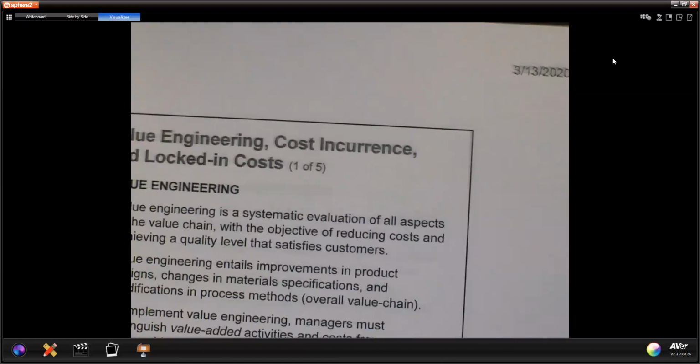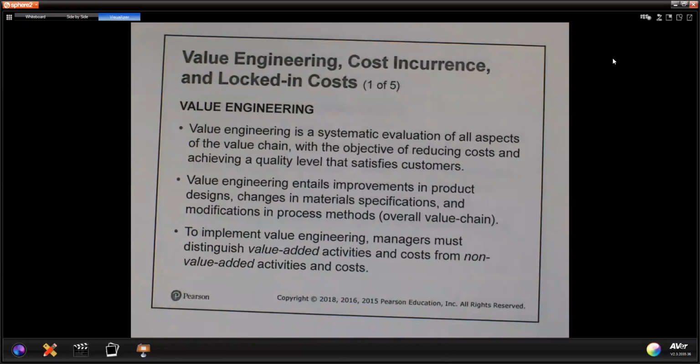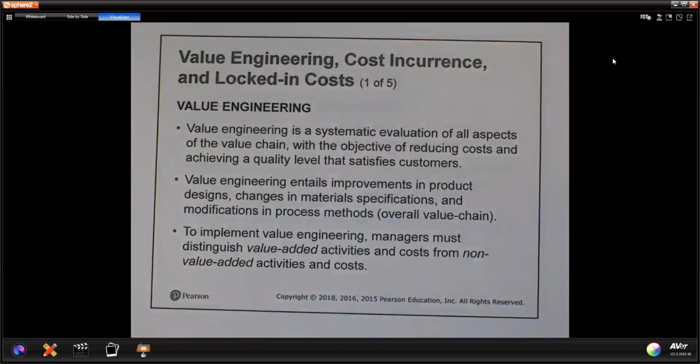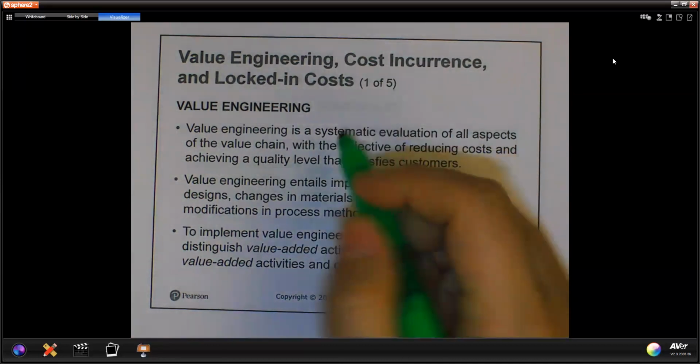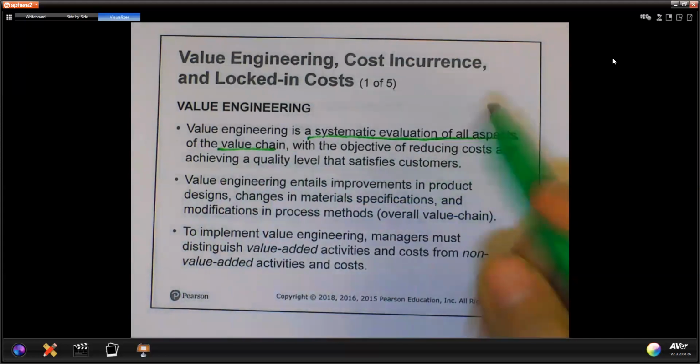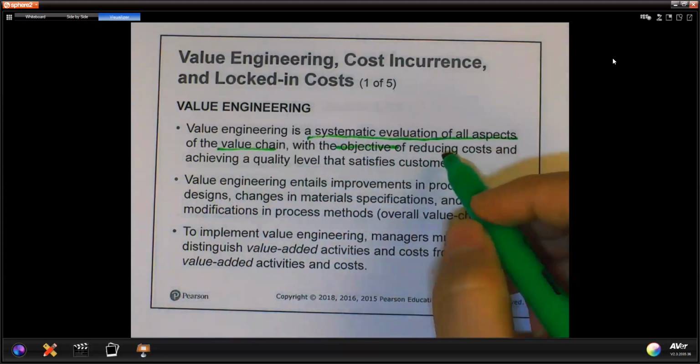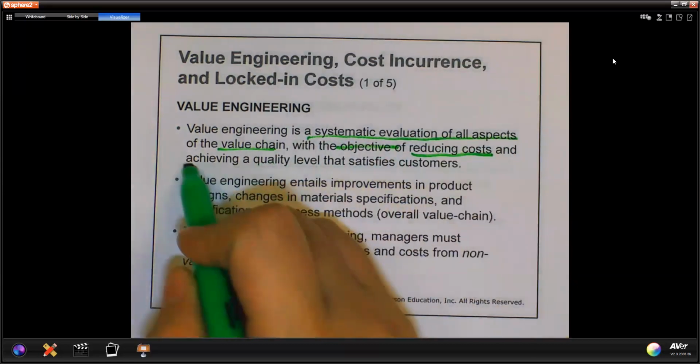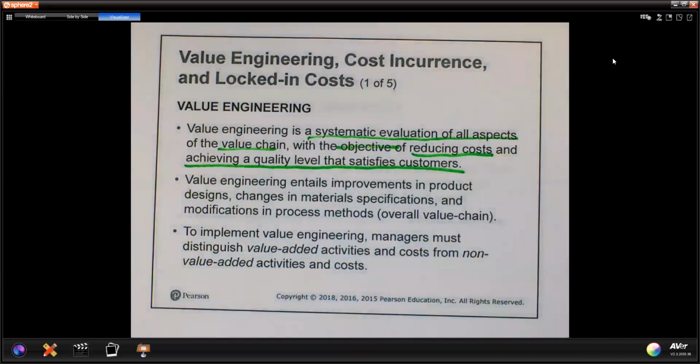So what's the meaning of value engineering? It's just a concept, and I think it's important, so let's look at those slides together. Value engineering is a systematic evaluation of all assets on the value chain with the objective of reducing cost and achieving a quality level that still satisfies customers.